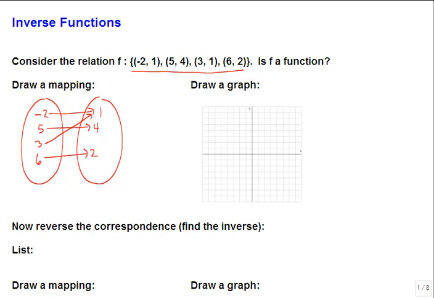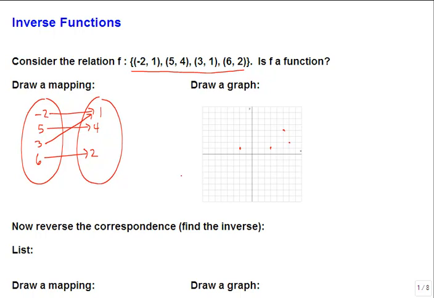Now in a graph, since we have ordered pairs here, these are just going to be represented as dots. So -2, 1, 5, 4, 3, 1, and 6, 2. So first of all, here's our relation.